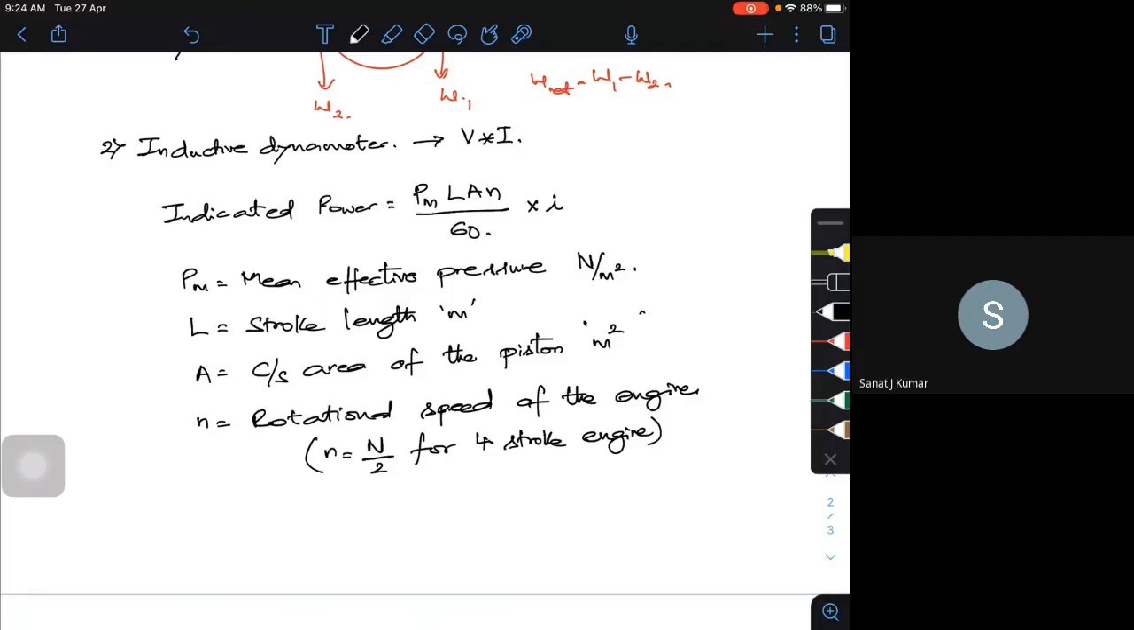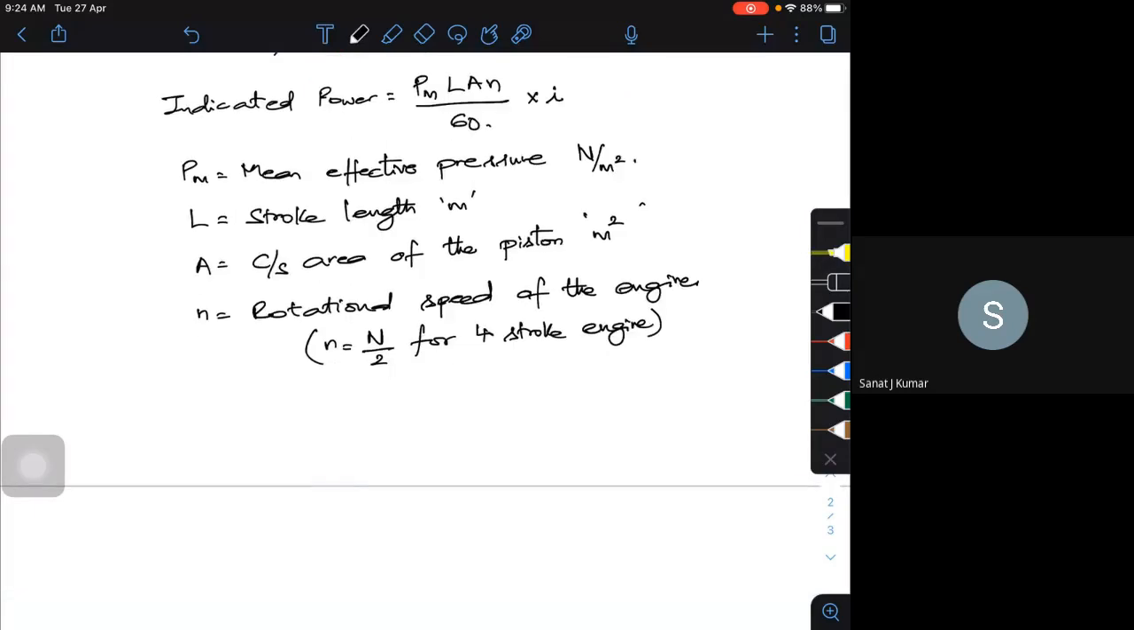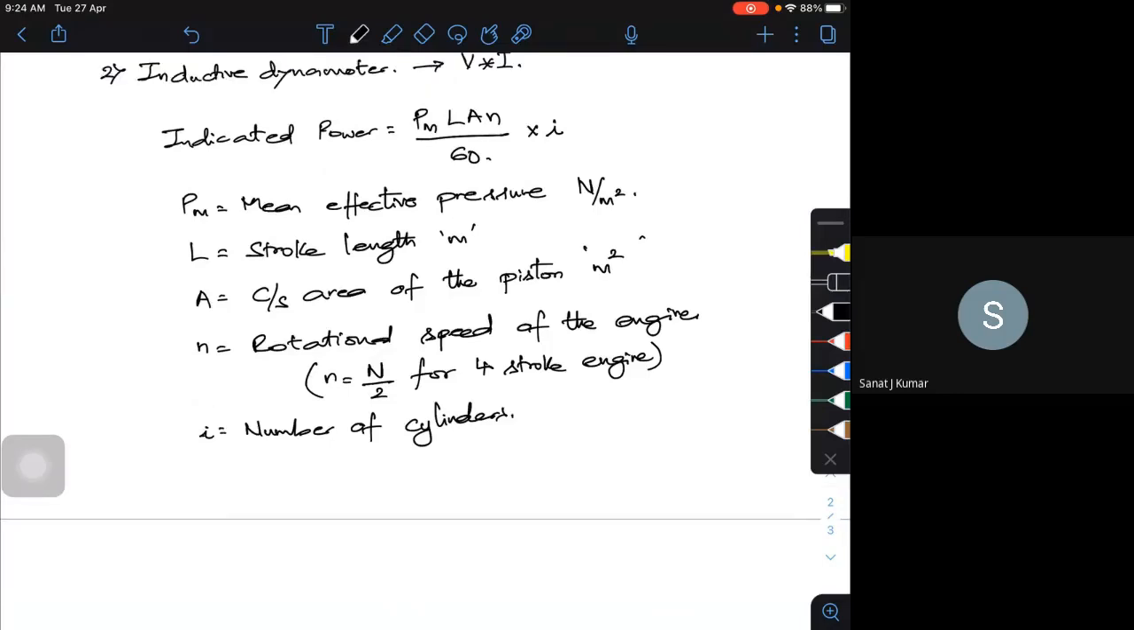This you have already studied in your EME, so we are going to do the same thing. What is I actually? I is the number of cylinders, if they exist. If there is a 4-cylinder, a 5-cylinder and so on, we will look into it. If it is a 1-cylinder, it doesn't matter. So PLAN by 60 is one particular thing.